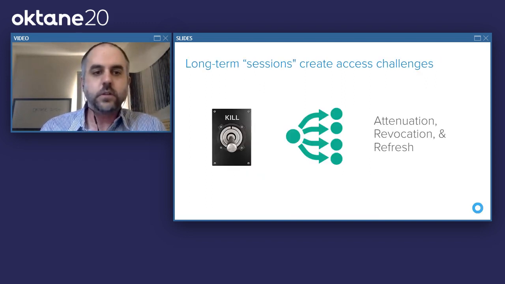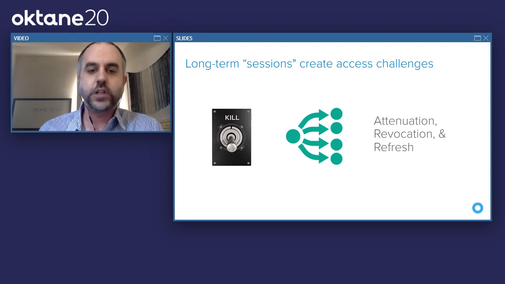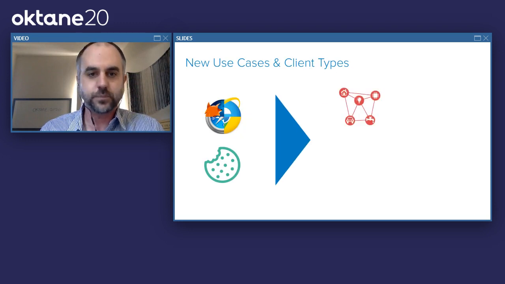But at the root of this is, if we have continuous authentication and a long-term secret that you're using to access a set of resources, how do we manage changes to that session over time? And so back to that single login problem, sessions create a challenge. How do we attenuate or change what a session has access to? How do we revoke it or refresh attributes about that session in a distributed system? And this has been a significant challenge over the years of identity architectures.